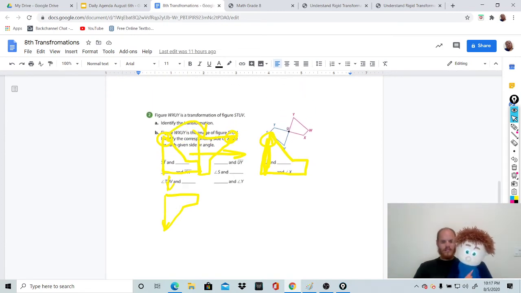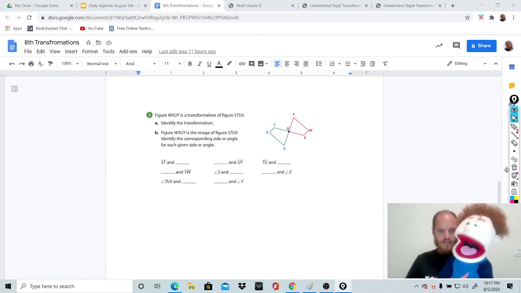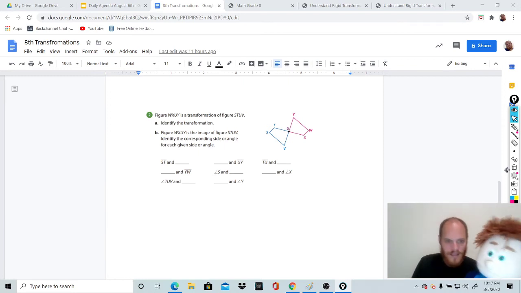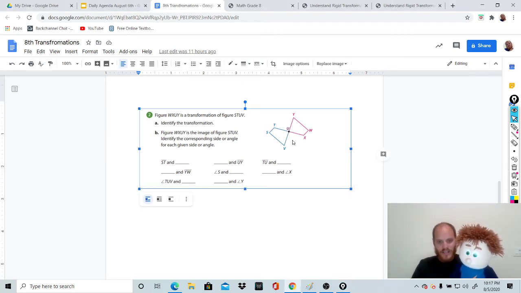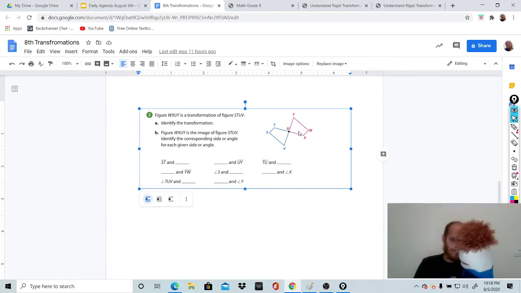Yay! Whoa, what happened there? Just relax. Oh man, it looks like more corresponding angles and sides. Exactly, it is. So first off, we have to identify the transformation. Okay, so we're looking at this shape right here, and we want to know how did it transform. Oh man, that's tricky. I don't see it. It's kind of like a reflection, but it's not. Oh man, I don't know.